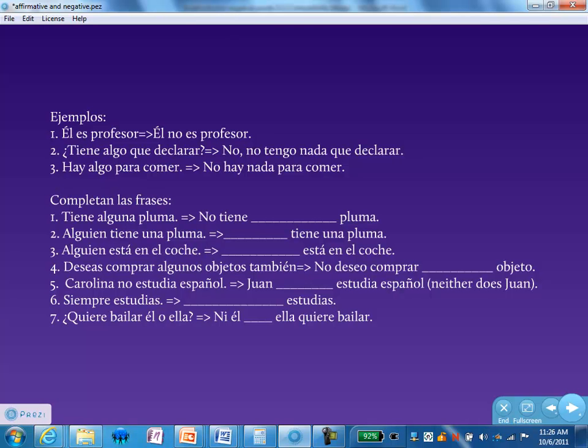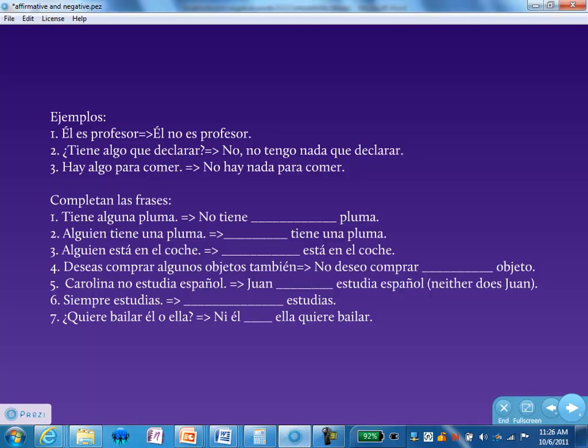Take a look at the next one. ¿Tiene algo que declarar? Well, algo makes the statement affirmative because I'm asking, is this happening? I'm not asking if anything is not happening. But the statement becomes negative, so I'm going to say no, no. There's my negative before the verb. Then I have to remember my opposite of algo is nada, so I put nada after my verb. No, no tengo nada que declarar.